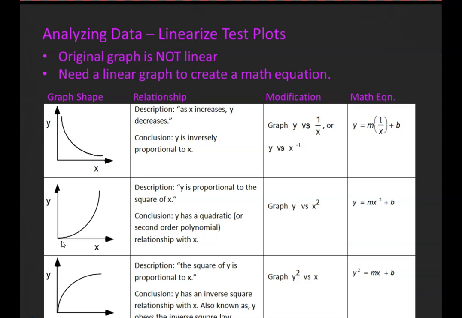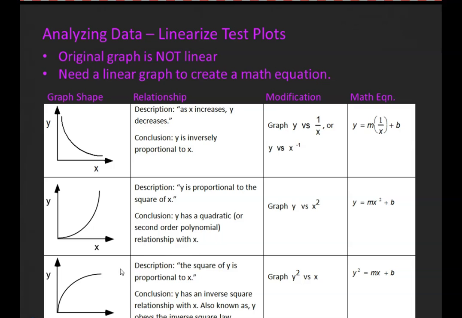The next curve is one that is increasing from left to right. Here the description would be the dependent variable is proportional to the square of the independent variable. And our conclusion would be that the dependent variable has a quadratic, or second order polynomial, relationship with the independent variable.